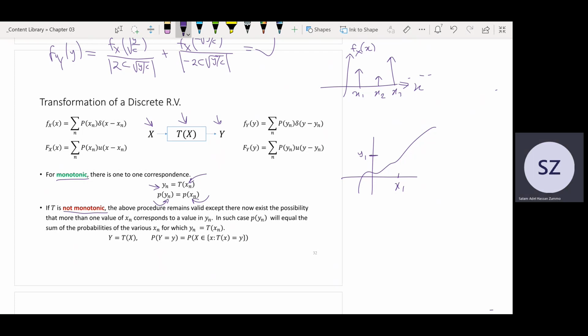So if this is x1, this is y1, this is x2, this is y2, and so on. Now, in order to find the probability distribution of y, where y equals T(x), I use the probability distribution of x. The probability of y1 equals the probability of x1, the probability of y2 equals the probability of x2, the probability of y3 equals the probability of x3. So basically, the probability of xn goes to the corresponding value of y.